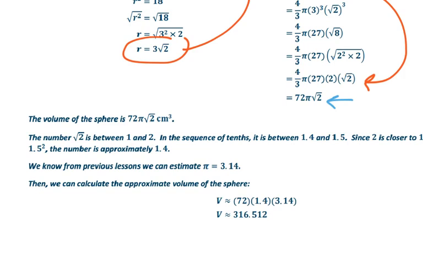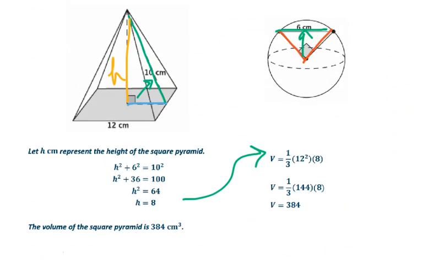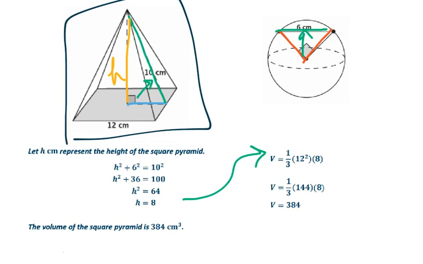We're going to get an approximation. We'll use 3.14 for pi, and we're going to substitute that in, and then we're also going to use approximately 1.4 for the square root of 2. And so when we use those, we end up with an approximation of the volume for the sphere of about 316.512. So we do all that work and realize at the end of the day that the square pyramid definitely has a larger volume.